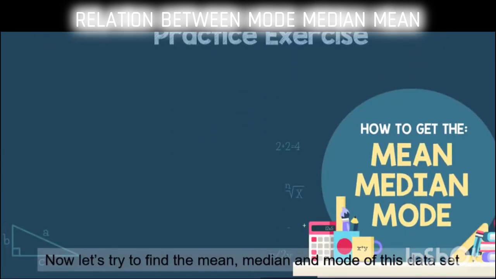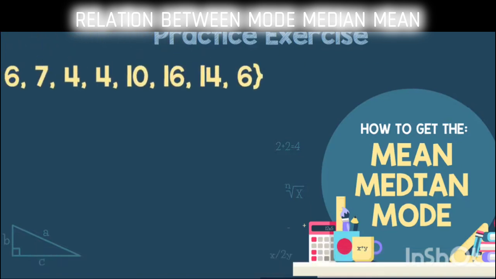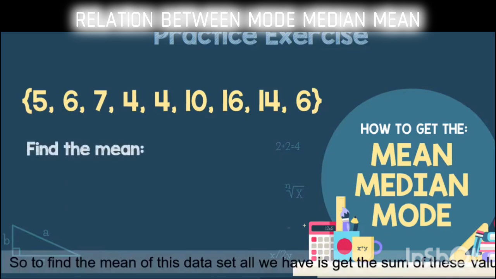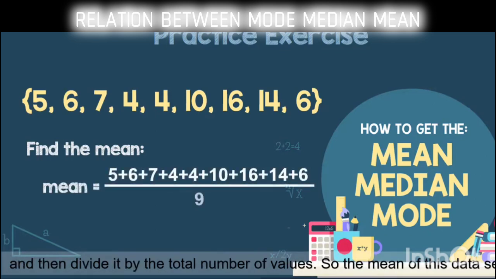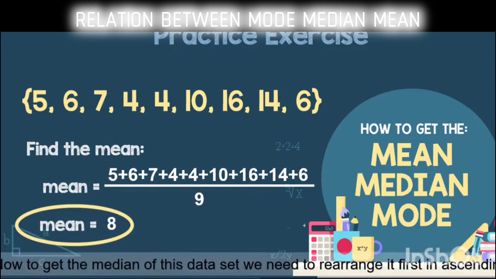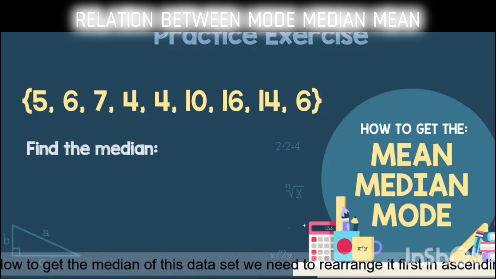Now let's try to find the mean, median, and mode of this dataset. 5, 6, 7, 4, 4, 10, 16, 14, 6. So to find the mean of this dataset, all we have to do is get the sum of these values and then divide it by the total number of values. So the mean of this dataset is 8. Now, to get the median of this set, we need to arrange it first in ascending order.